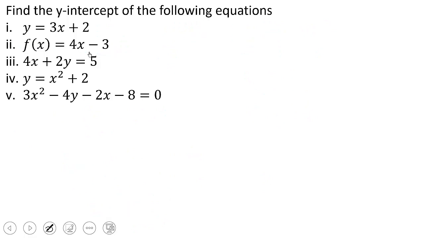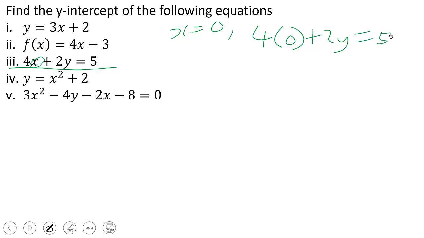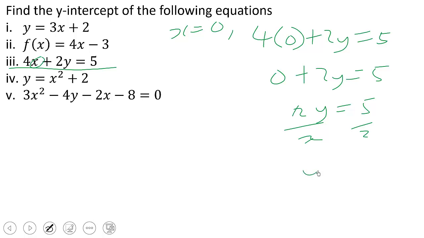Now, for this third one, we again plug in x equals 0. So wherever you see x, put 0: 0 plus 2y is equal to 5. So 2y will be equal to 5. Divide both sides by 2. So y will be equal to 2.5. So it means that the y-intercept is (0, 2.5).